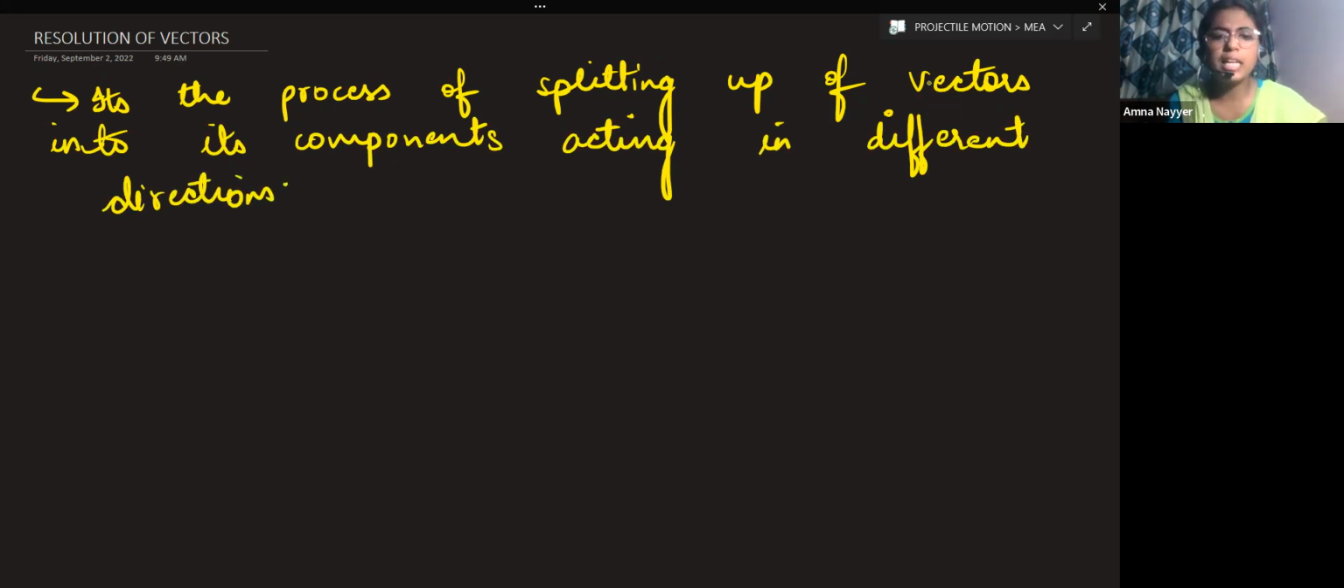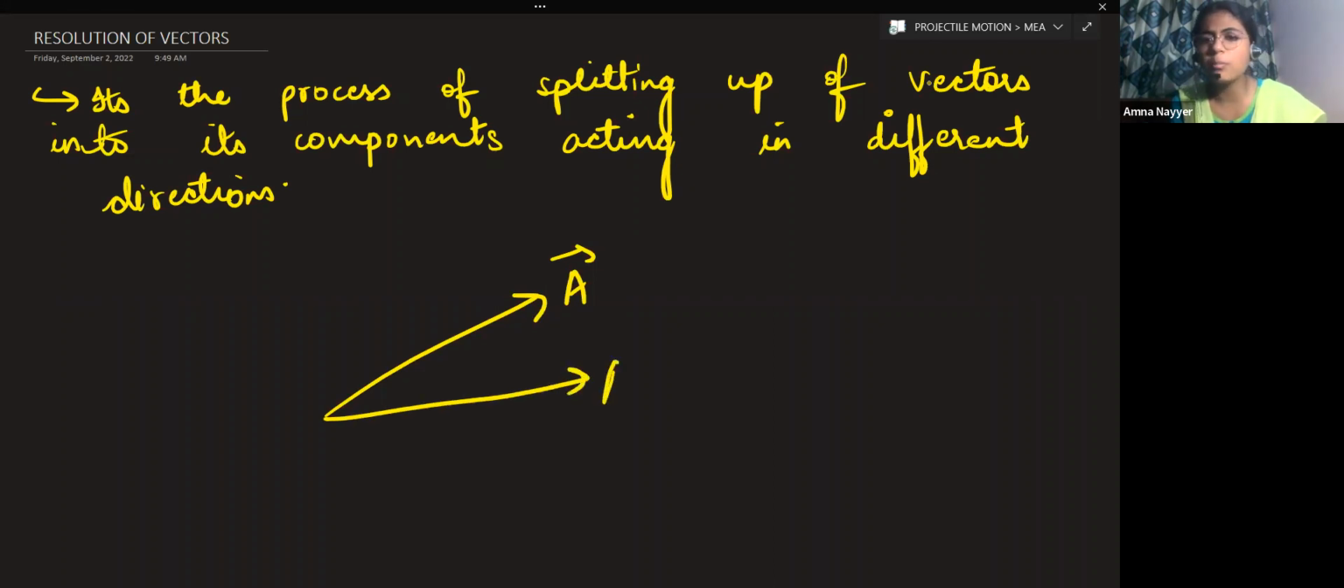For example, I'll give you an example. This is your random vector A. Fine, this is a vector A that you have. Now, A will be having a component, let's say A1. It is having another component, let's say A2. And the angle between the components is theta. This is a random example. This is not how you will resolve a vector. How to resolve the vector, that I'll tell you. This is how you do.